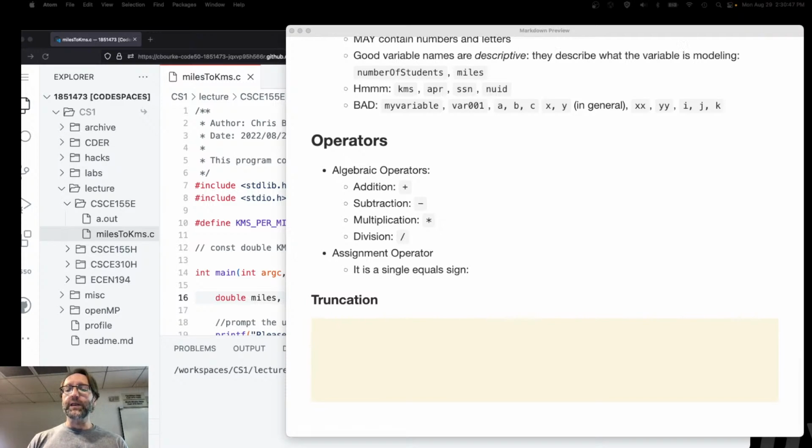Right? So this is not algebra, right? It is not an assertion that the left-hand side is equal to the right-hand side, and that is either true or false, like A is equal to B plus 5 or something like that. What it is, is a directive to take the thing on the right-hand side and put it into the variable on the left-hand side.